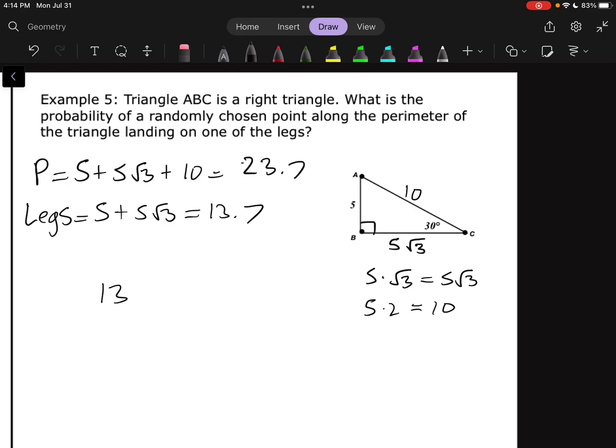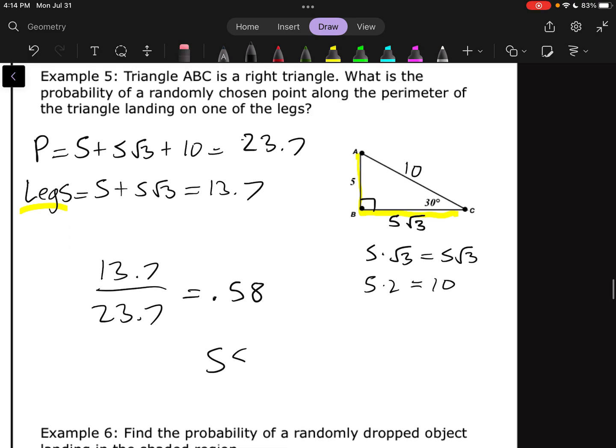So the part that we want to land on is this part. So I'm going to do the 13.7 divided by the 23.7. 13.7 divided by 23.7, I'm getting 0.58, which would be 58%.